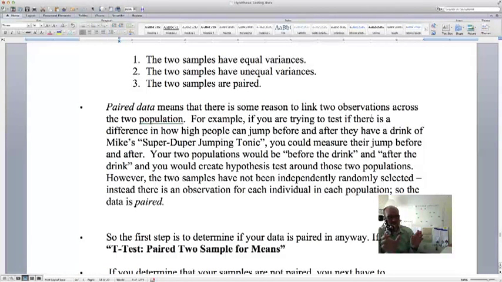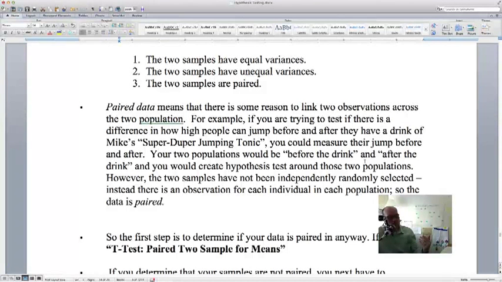Okay, well, that's great, except that's the same person that did both of these jumps, right? So your 2 populations would be before the drink and after the drink, and you would create a hypothesis test around these 2 populations. However, the 2 samples have not been independently randomly selected. They're not independently random. Why is that? Well, because there's an observation for each individual in each population, so the data is paired, right?